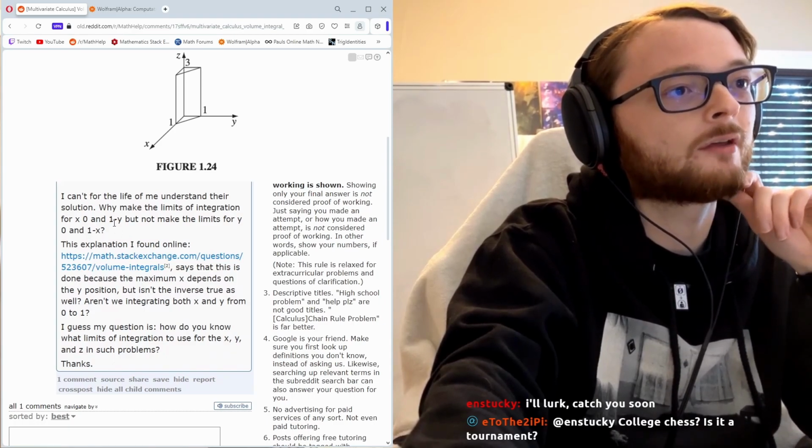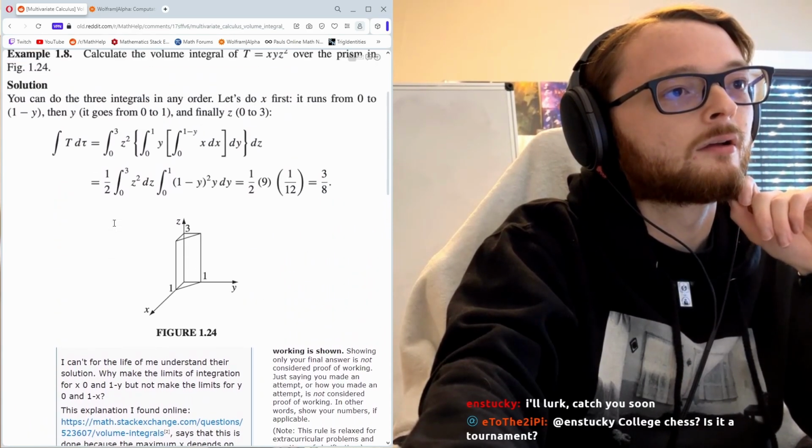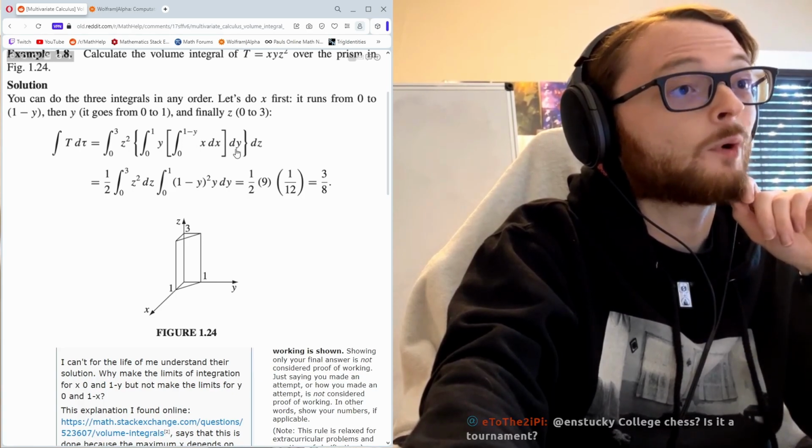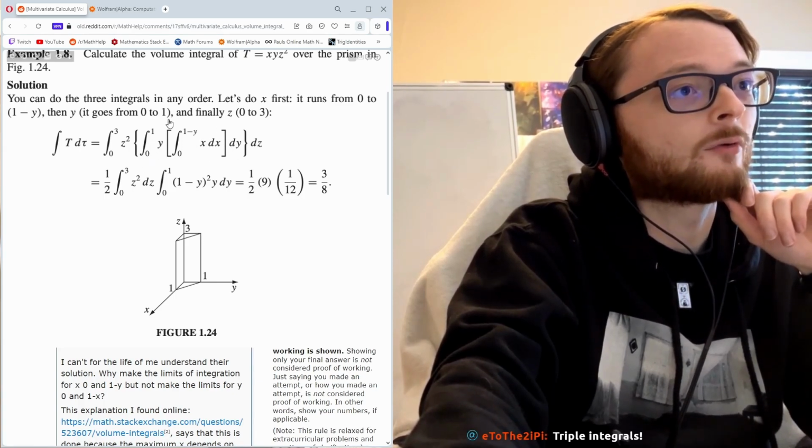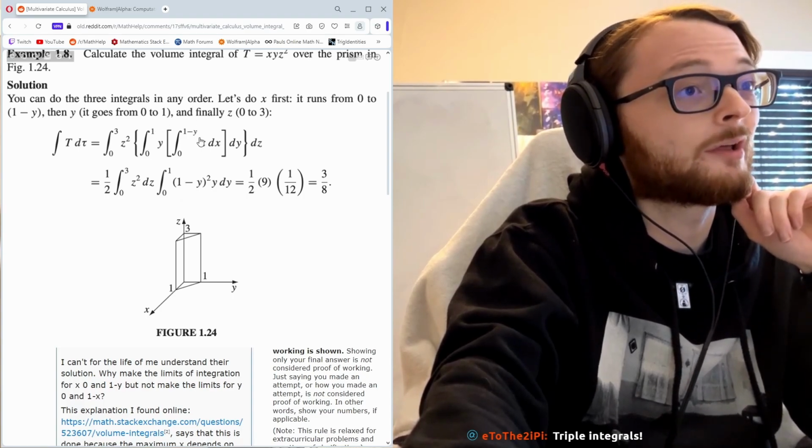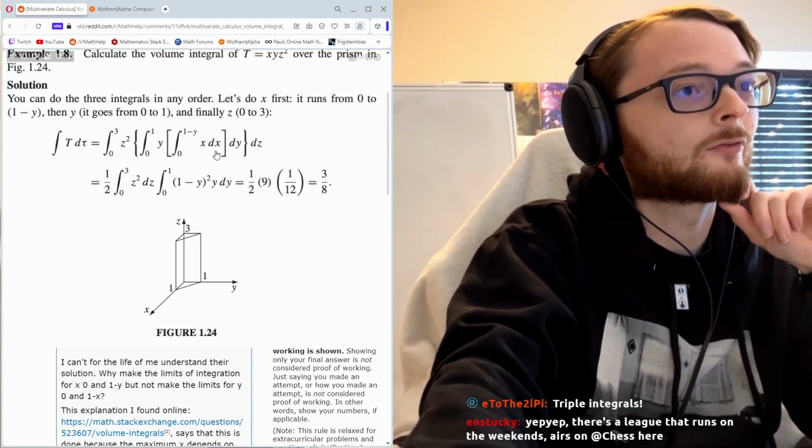So I think they're asking, you know, for x, our limits are 0 to 1 minus y, but then for y, the limits are 0 to 1, and so they're asking why isn't this also 0 to 1 minus x? And that's because you've already accounted for this line in your first step, so you don't want to double count that line.